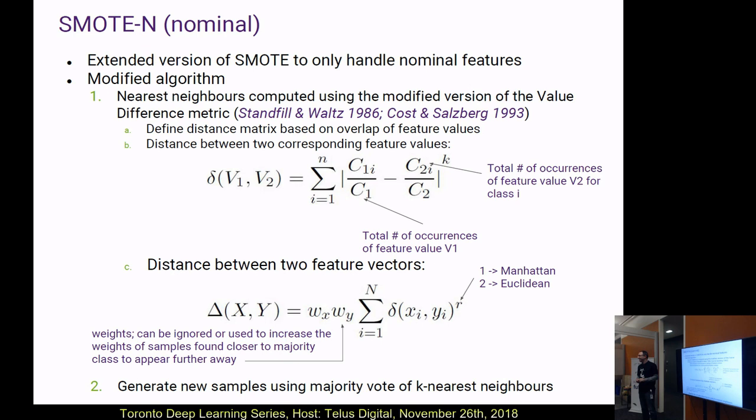Sorry, can you just go over it? V1 and V2 are two feature vectors. Yes, sorry. So given V1 and V2, which are two feature vectors, you can define this distance matrix between the two. So what is C? C would be your categorical or nominal feature, right? So you've got class 1 and class 2 in this example, and you're just looking at the total number of occurrences of a given feature with a given value divided by the total number of occurrences of that feature for, say, class 1 or class 2. So it's really just a way to gauge the number of overlapping items in, say, two nominal feature sets.